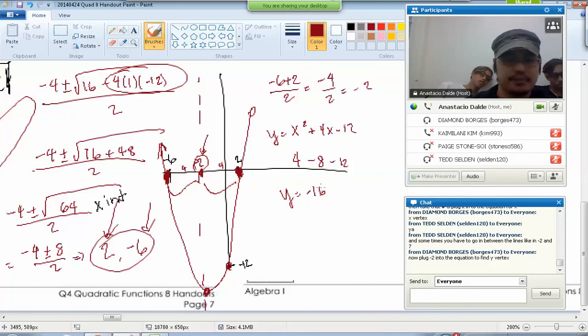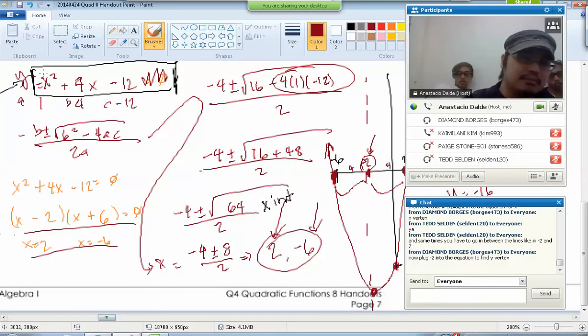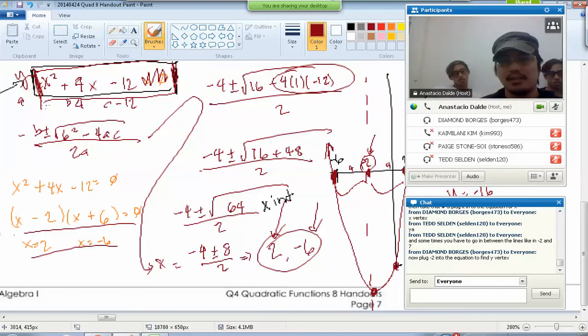So look, if you're given a problem, it doesn't even need to be a nicely factored one, although that really helps. If you want to find the x-intercepts, how would you go about doing it? What do you do, boys? Set y equal to 0. That gives you an opportunity to apply the quadratic formula: negative b plus or minus the square root of b squared minus 4ac, all over 2a. That quadratic formula will give you the x-intercepts, where the graph crosses the x-axis.